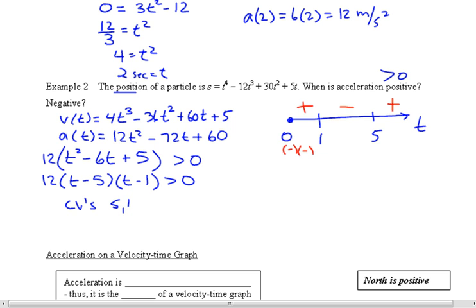Okay. So when is our acceleration positive? What's our solution? 0 to 1, union 5 to infinity. So we want positive, so not including the critical values, exactly, because at these points it's equal to 0.